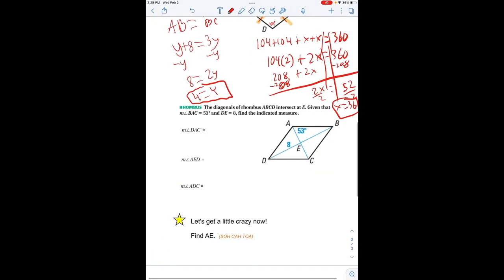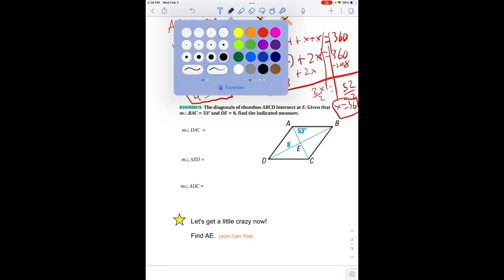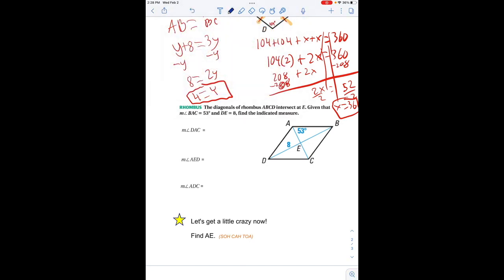The diagonals of a rhombus intersect at E. Given that the measure of angle BAC, already marked, is 53 degrees, and DE equals 8, find the indicated measures. First thing I'm looking for is angle DAC. So this angle on the inside here, if you remember our property, the diagonals are angle bisectors. So if BAC is 53, then DAC is also 53 degrees.